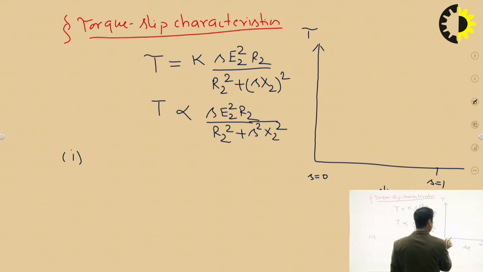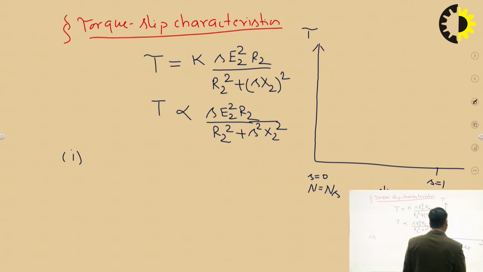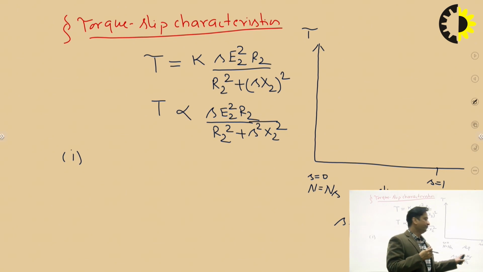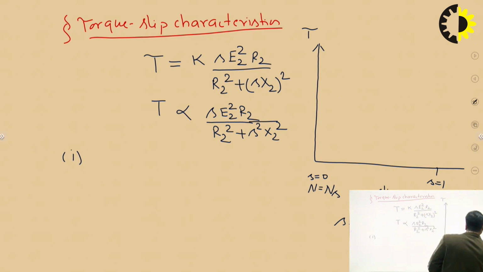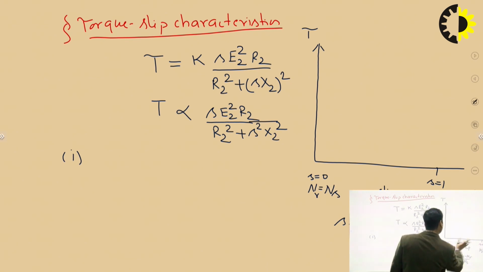Initially when the slip is 0, the speed must be equal to ns, that is, n is equal to ns. Theoretically the rotor is running with the speed ns, because s is nothing but ns minus nr upon ns. So slip 0 means ns and nr will be the same, and at s equal to 1, nr is equal to 0. This is the position where the rotor is at standstill. Now we can divide this characteristic into the low slip region and the high slip region.